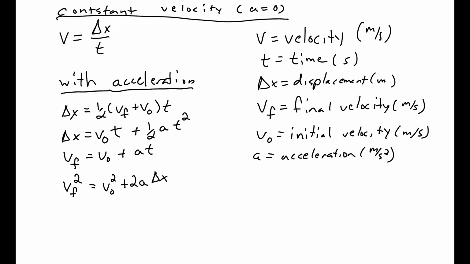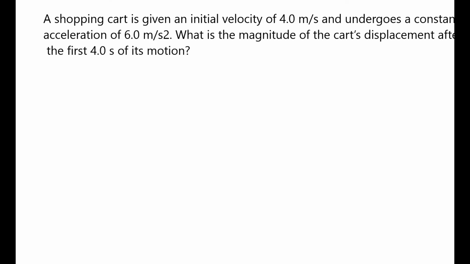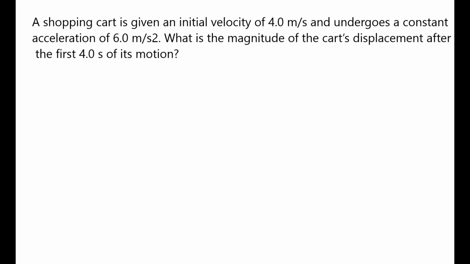Alright. Do you guys have any questions about those equations? I'm going to pause it. Let's try it. These problems are going to start pretty easy, and they're going to get more difficult as we go on here. Number 1, a shopping cart is given an initial velocity of 4 meters per second and undergoes constant acceleration of 6 meters per second squared. For whatever reason, this program doesn't give me superscripts, so you're just going to look at it like that. What is the magnitude of the cart's displacement after the first 4 seconds of its motion?